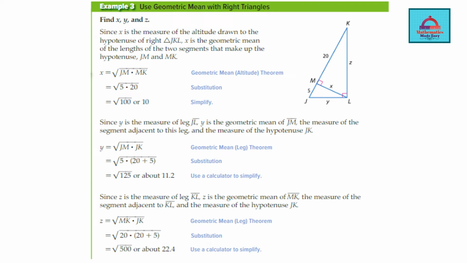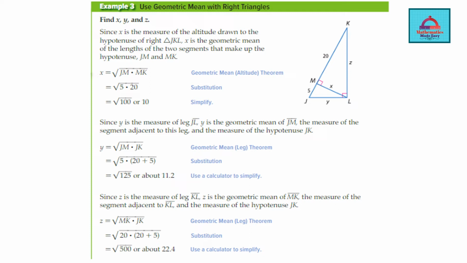Okay, now let's see an example where we apply the geometric mean theorems. Here you will apply the theorem to find your x, your y, and your z. These are the unknown measures which are given to you. Nowhere in the question is it written to use the geometric mean theorem, but you have to identify it from the figure or from the statement of the question.